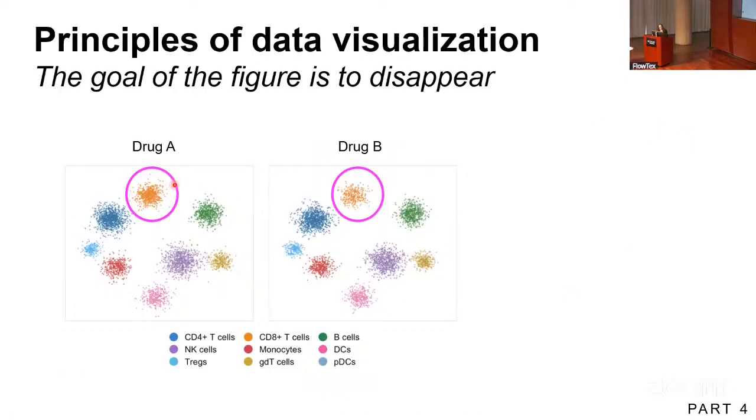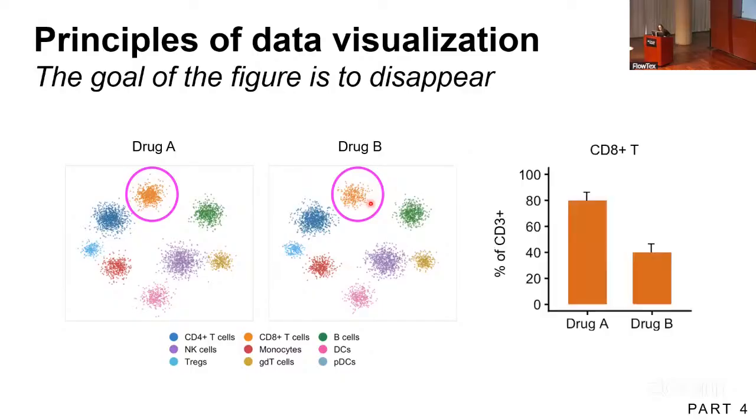So now here's an example. If I'm looking at drug A and I have a UMAP and drug B, it's not immediate. I think it looks like the cell type has gone down a little bit. It's not really immediately clear. And here's where, in my opinion, the lowly bar plot wins. It's immediately clear to me that CD8 cells are going down by a significant amount.